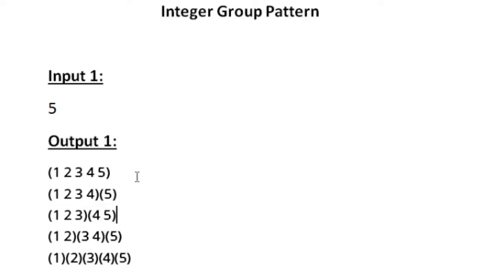Now in every line of our output we must group the integers. So in the first line we must group the integers 5 by 5, and in the next line we must group the integers 4 by 4, and in the next line we must group the integers 3 by 3. So like this we should go up to 1. So in the first line totally there are only 5 integers. So all the 5 integers are enclosed in a single set of parentheses.